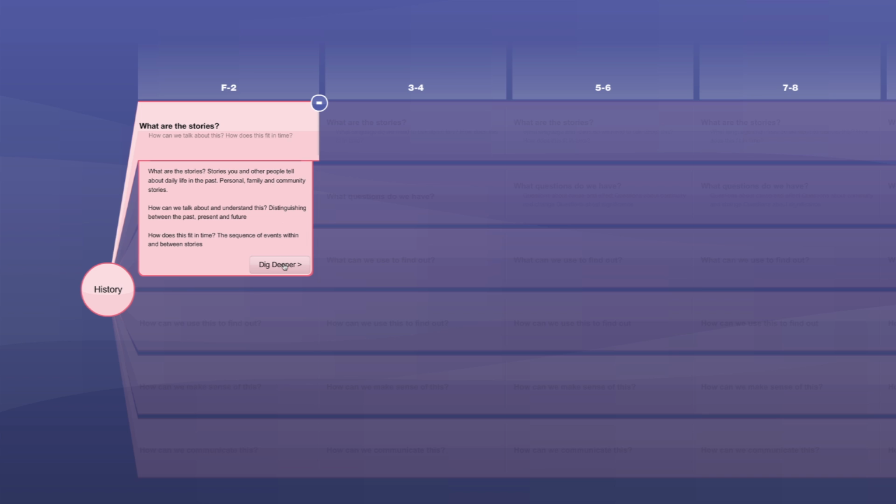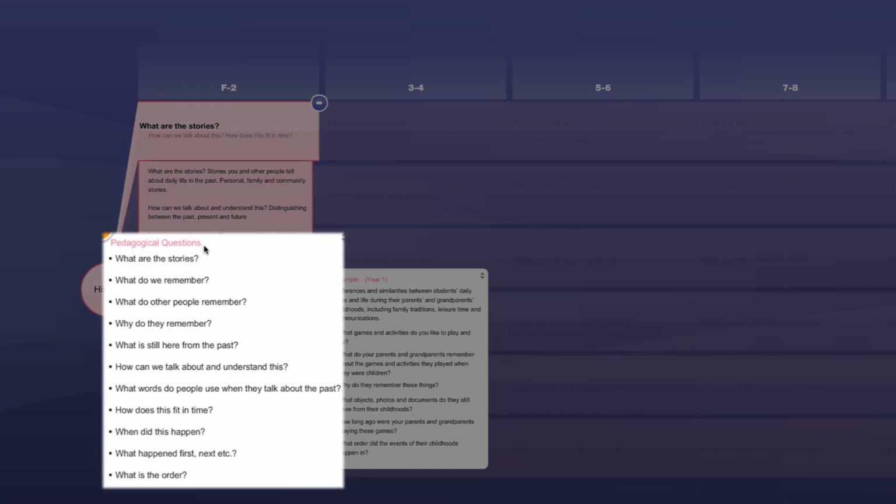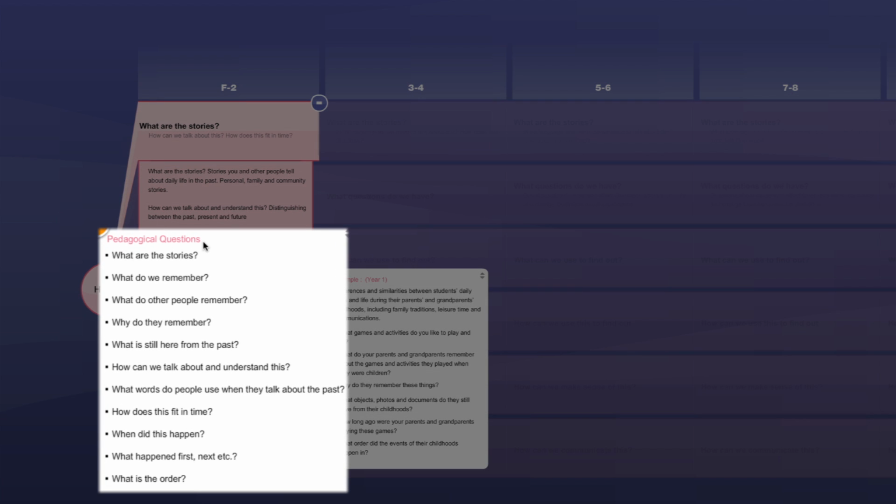When we click on Dig Deeper, a third layer of the tool is revealed. This layer has 2 boxes. The first box gives us a set of what we've called pedagogical questions. These questions are deliberately designed as the types of questions that a teacher could directly ask students to get them thinking and acting like historians. These questions are also designed to guide the teacher's thinking about the opportunities and experiences they need to provide for students so that they can think and work like historians.